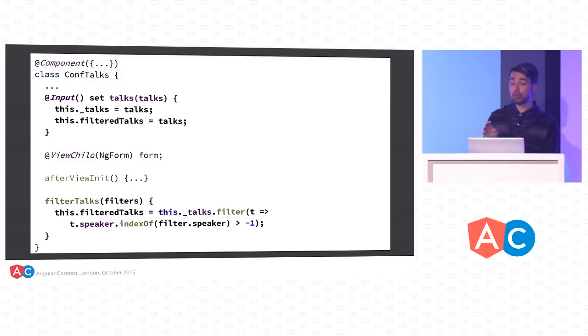In this method, I will use the input property, which is that array of talks we saw. I will find the matching talks, and I will update the filter talks property of this component. The ngFor directive in the template will use this property to render the content.